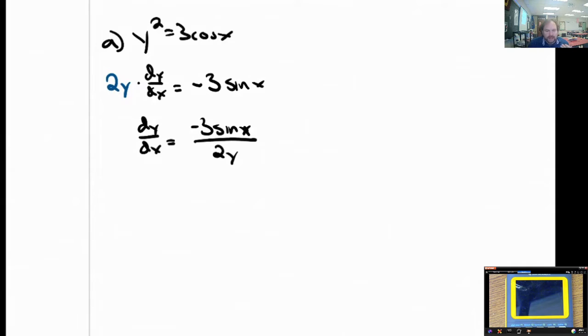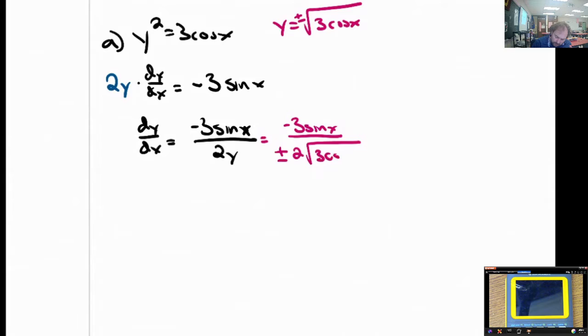Now, you could make the argument that y is equal to the square root of 3 cosine of x, in which case your answer would change a little bit. It would be negative 3 sine of x on top still, but the bottom would now be plus and minus. Sorry, I should have put a plus and minus in front of it. Plus and minus 2 times the square root of 3 cosine x. It's up to you how you want to write this answer. It depends on what you're looking for, if you want it as an implicit derivative with x and y, or if you want it to be all in terms of x. Those two answers are actually equivalent because you've plugged in the value of y there.